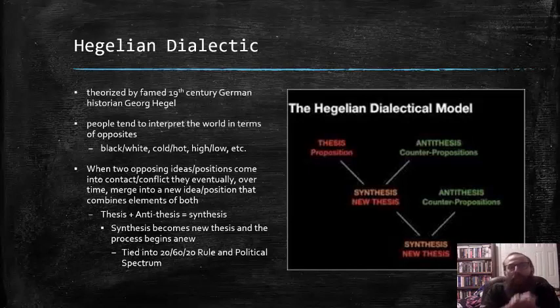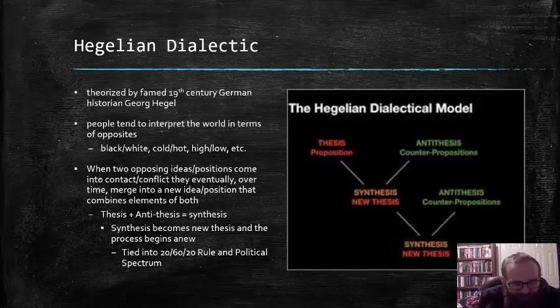This idea basically posits that people tend to interpret the world in terms of opposites: black, white, cold, hot, high, low, etc. Now, when two opposing ideas or positions come into contact or conflict, they eventually, over time, merge into a new idea or position that combines elements of both. You have a thesis, an antithesis, and thesis plus antithesis equals synthesis. Now, this synthesis then becomes the new thesis, and this whole process begins anew.